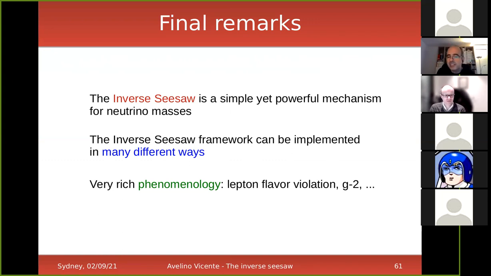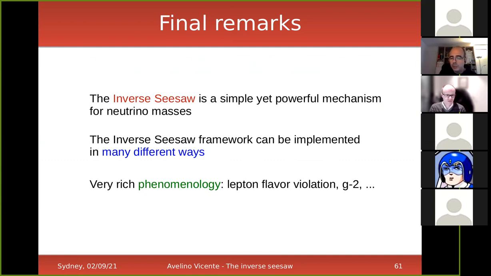inverse seesaw is very simple, but yet also a very powerful mechanism for neutrino masses that can be implemented in many different ways. Typically, people think about the Majorana inverse seesaw, but you can also do a Dirac inverse seesaw or a double inverse seesaw. I showed you some examples, but there are many in the literature.